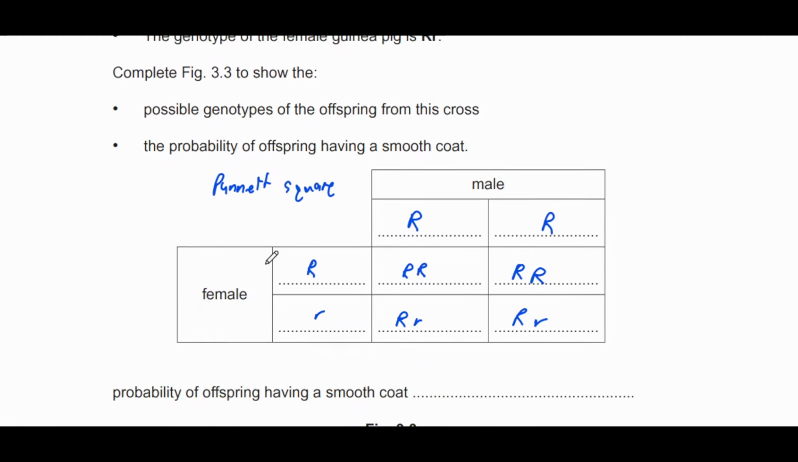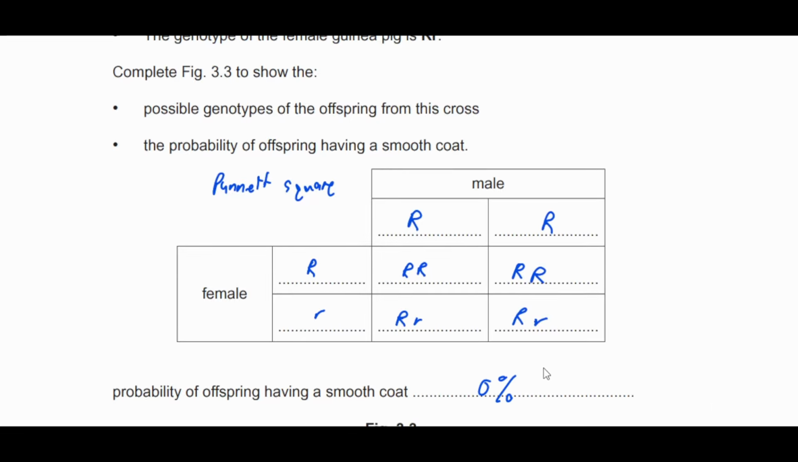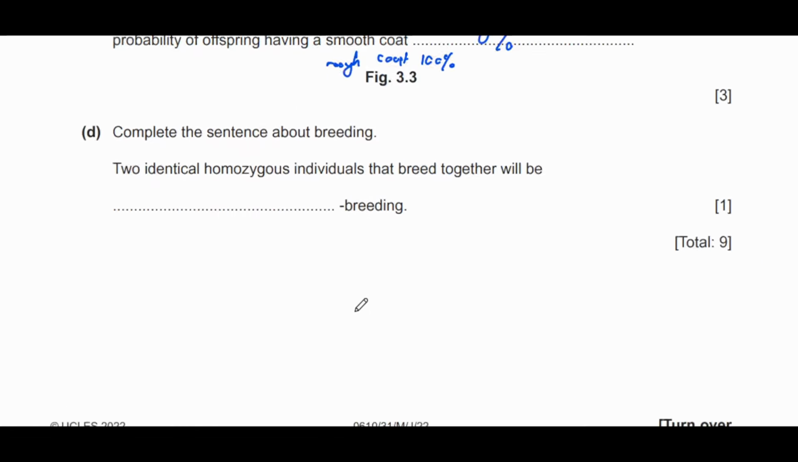So what's the probability of having a smooth coat? Actually 0%. Why? Because in order to get a smooth coat, you need to have 2 small r's, because r is recessive. So it needs to have its best friend in order to express itself, right? Because this is 1 big R, 1 small r, the small r won't be expressed, so therefore the probability of having a smooth coat is 0%, but the probability of having a rough coat would be 100%. Okay?